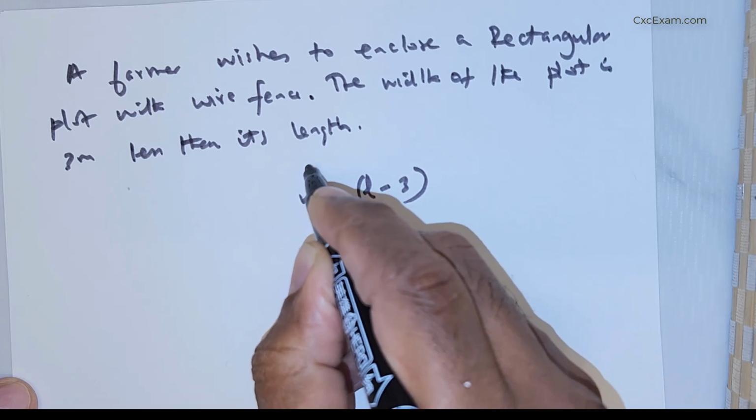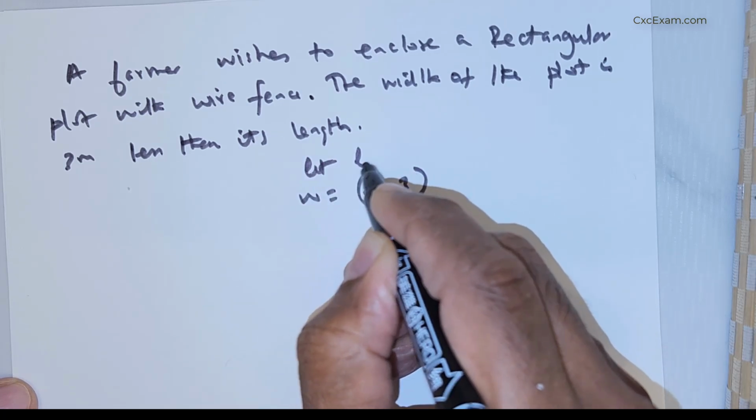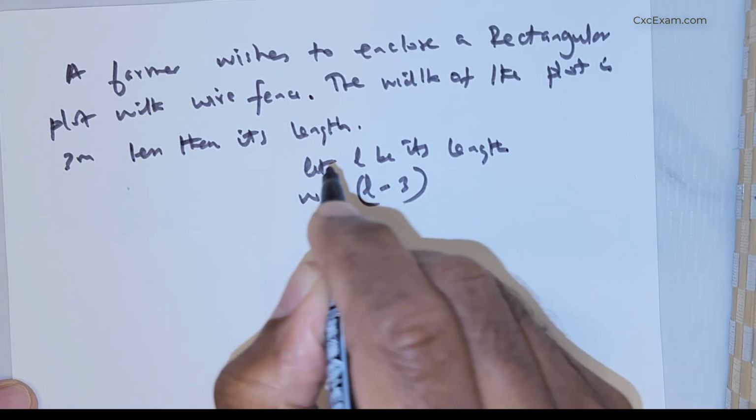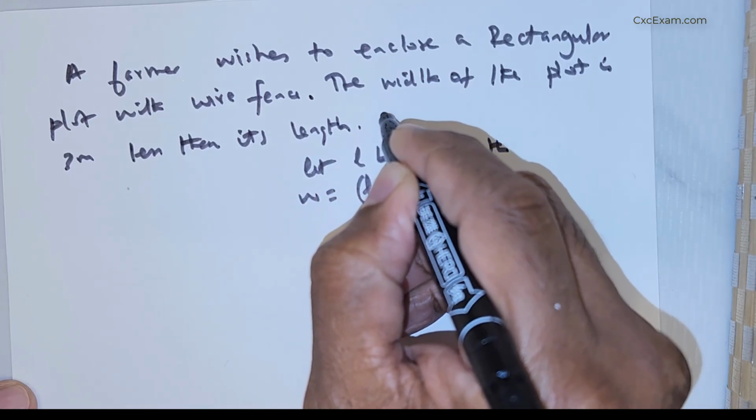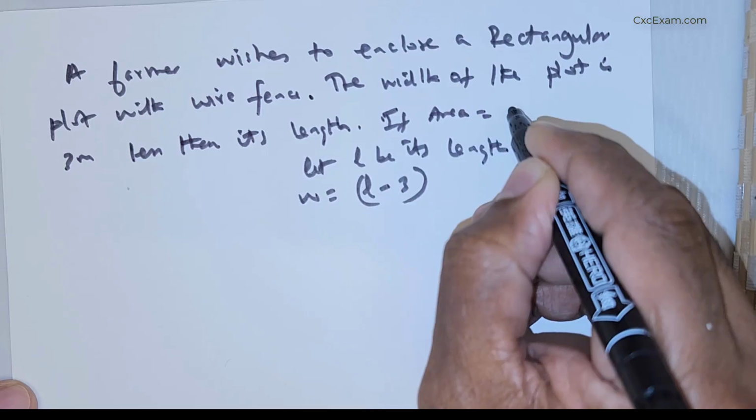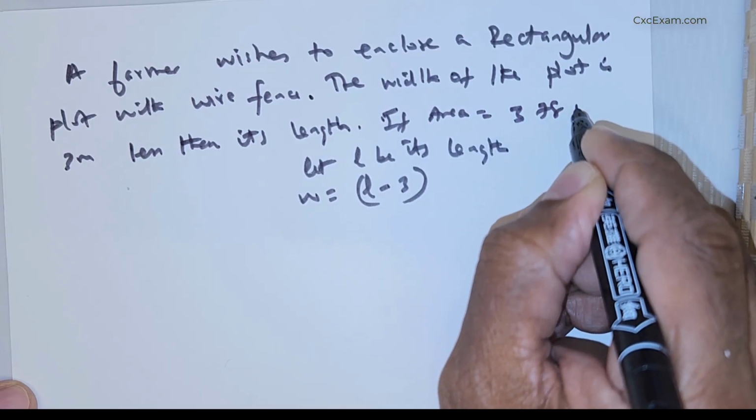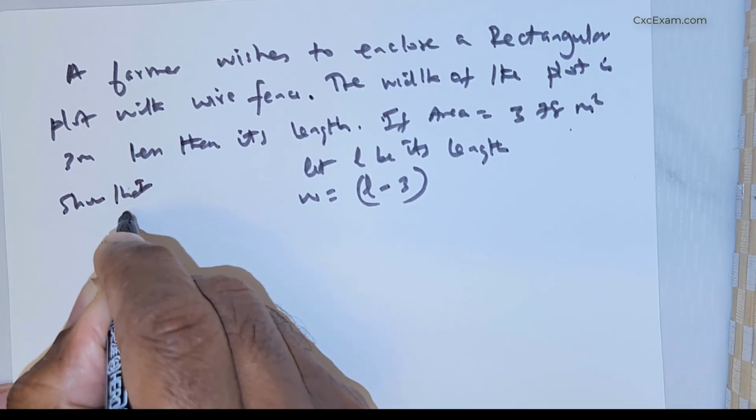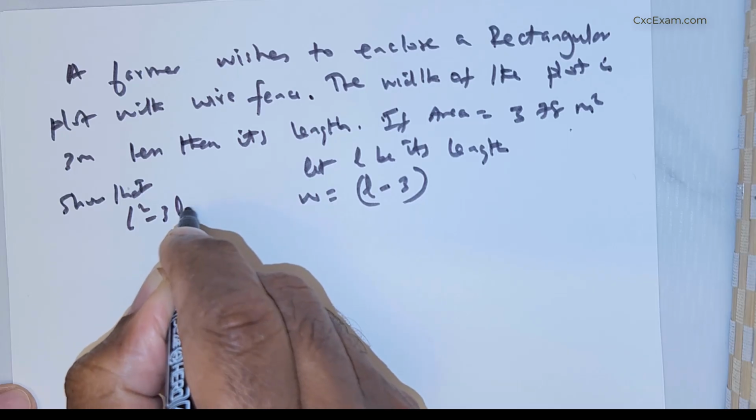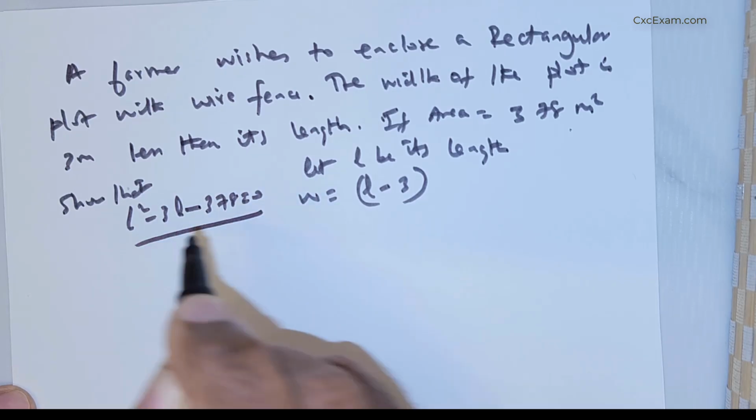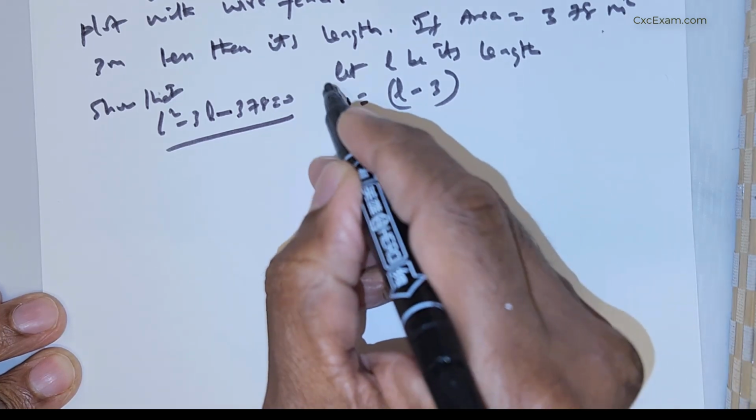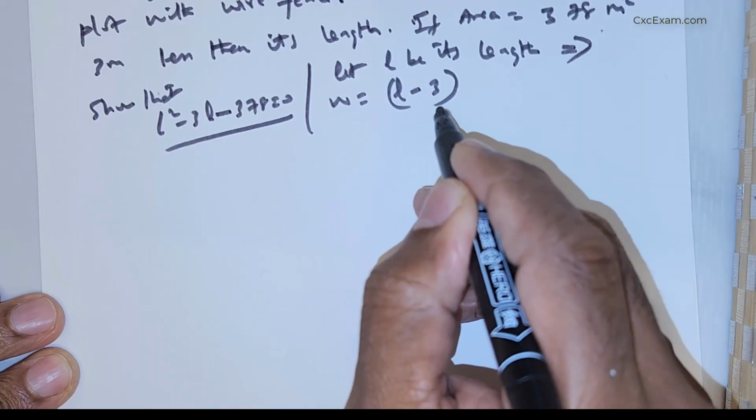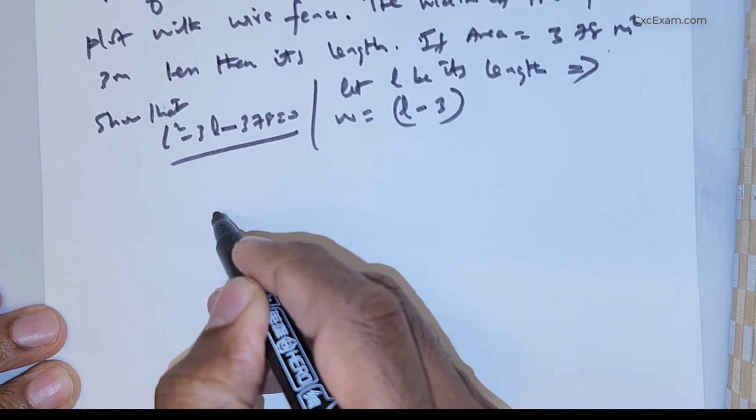So this is given. I'm going to state here, let L be its length. Now what they are asking us is, if area is equal to 378 square meters, show that L squared minus 3L minus 378 is equal to 0. So this is required. Now this is the solution. Let L be its length. So this means width is L minus 3.